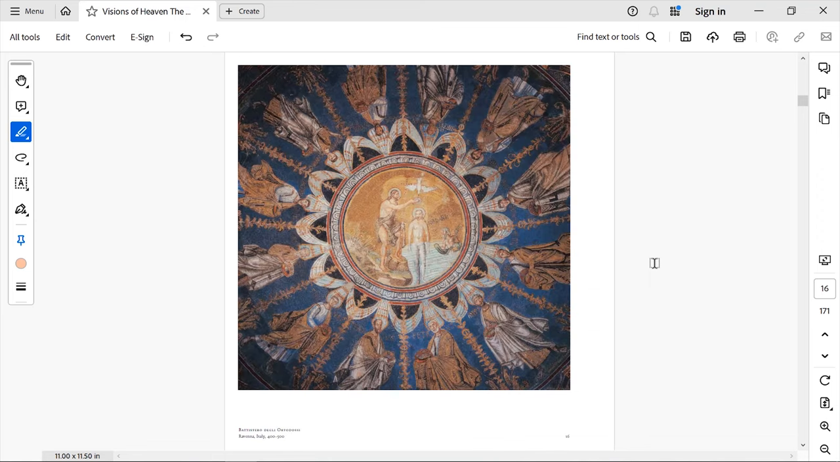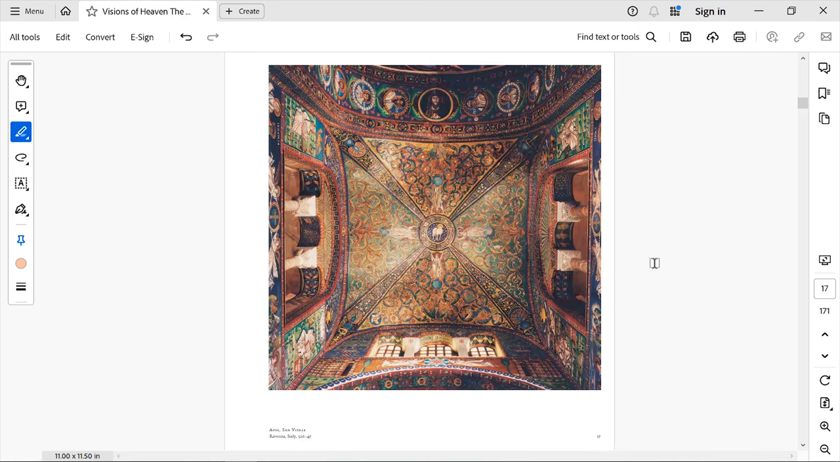The next one is the Battistero degli Ortodossi. It's in Ravenna, Italy. It's a really nice dome painting. What do you call it? It has a name. I'm not sure, I can't remember. Anyway, the next one is also in Ravenna, Italy. It's the apse in San Vitale. It's a really nice dome.